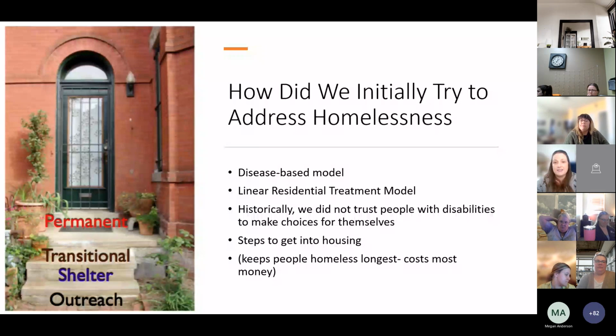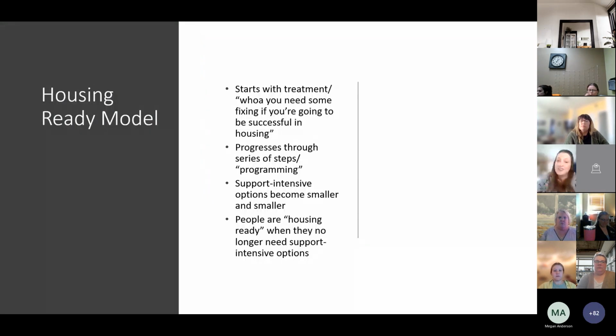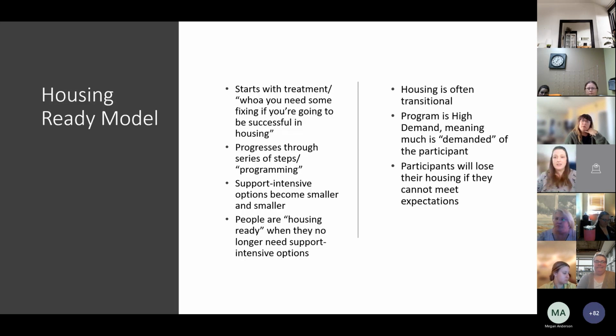And again, it starts with the idea that the person needs to be fixed. There's a lot of programming that we do while they're homeless. We support them a lot while they're homeless and then withdraw those supports as they get housed. And when they no longer need supports, then they can be housed. Usually these programs are high demand. So, for example, if a person's staying in shelter and was drinking, they would be kicked out, and that was just the end of it historically. And participants just lose their housing if they can't meet those expectations.